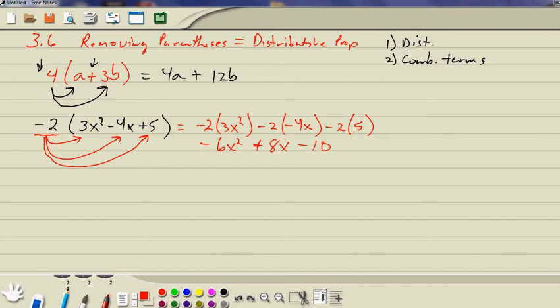Now we need to see if there's any like terms. This is x squared and that is x. They cannot be combined, so that is my final answer.